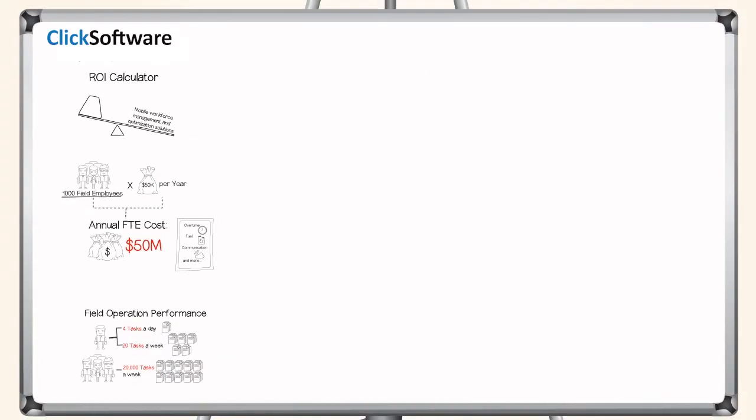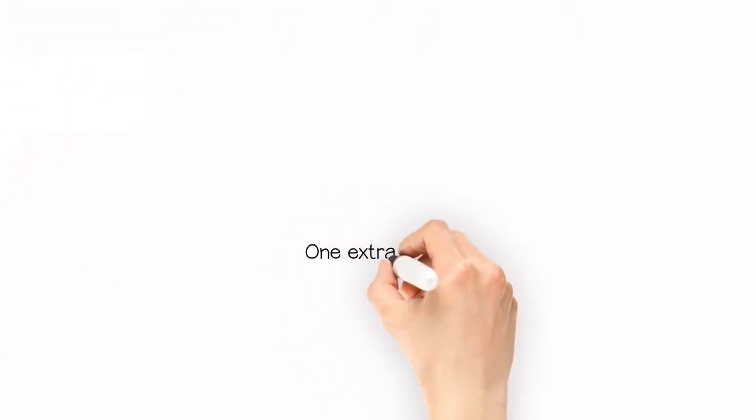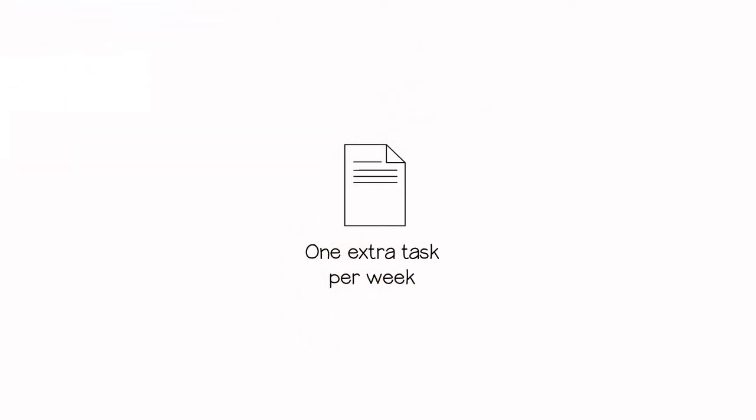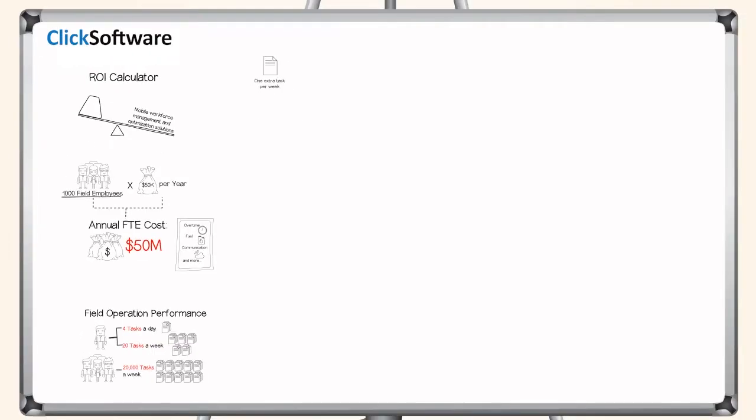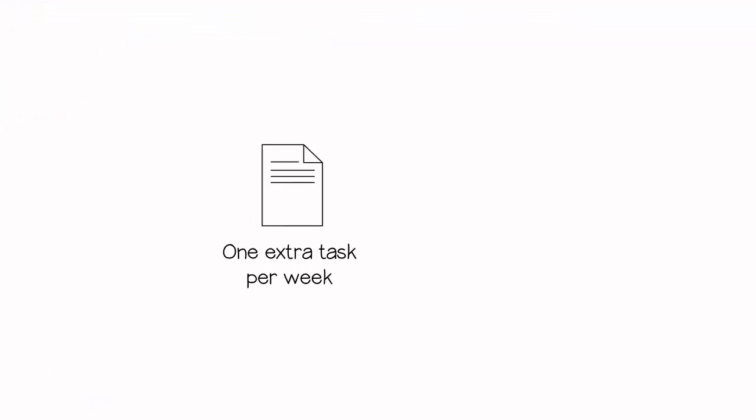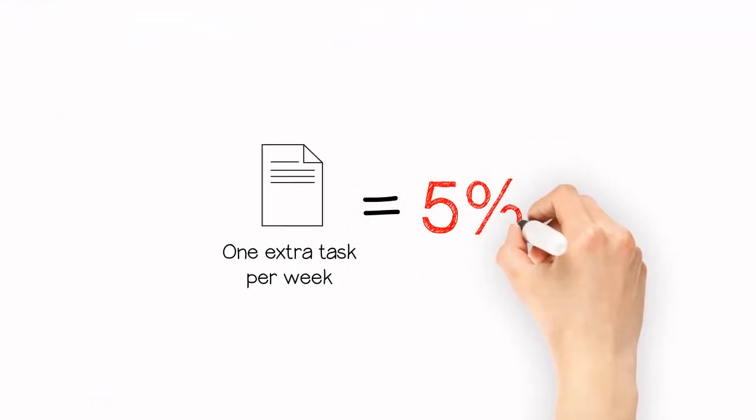Doesn't it seem logical that better optimization and visibility could allow us to squeeze in just 1 extra task per week per field employee? This is a very conservative number, but for now, let's say it's 1 extra task. So, at 20 tasks per week, 1 extra task is 5%. So what this means is that you can do 5% more tasks with the same workforce, or you can do the same number of tasks you have today with 5% less resources.